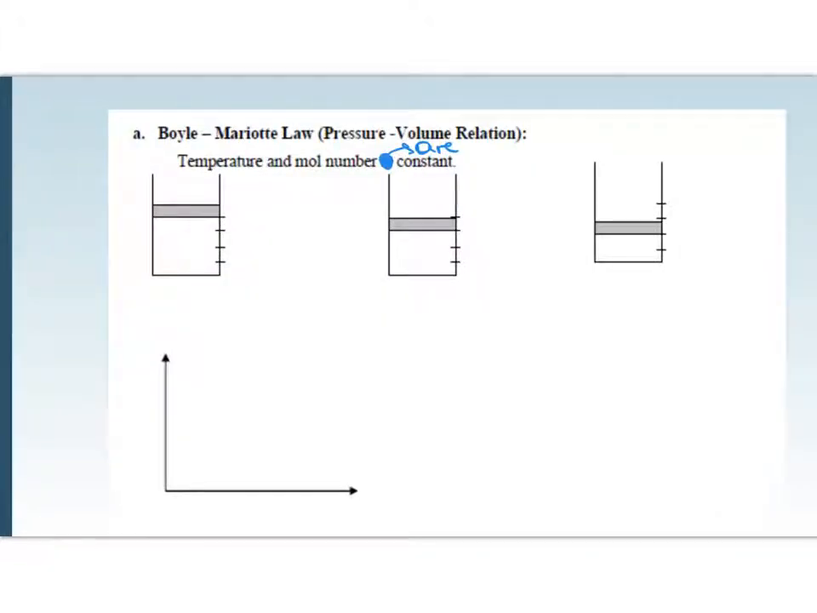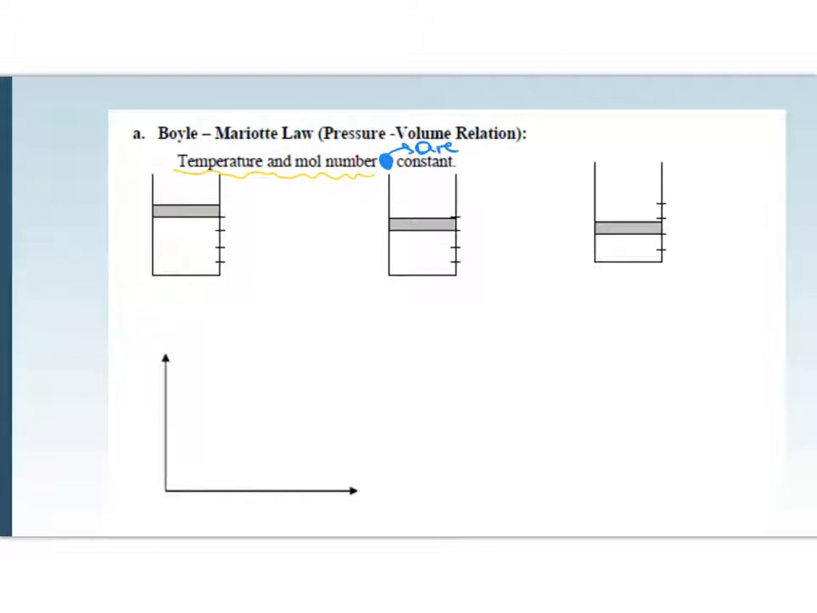Okay, let's start with the first one. The name of the first law is Boyle-Mariotte's law. In this law, the relation between the pressure and the volume is identified. But in order to see the relation between the pressure and the volume, all the other data should be constant, like the temperature and the amount of substance, which is in fact the mole number.